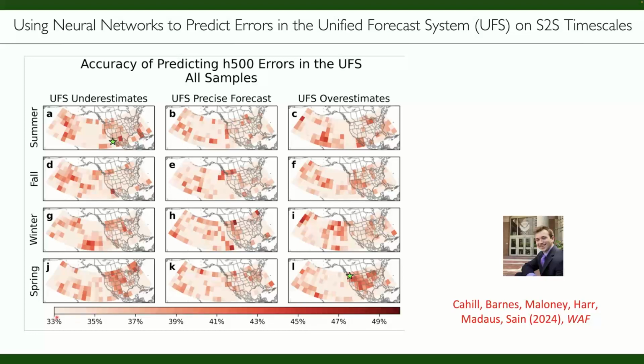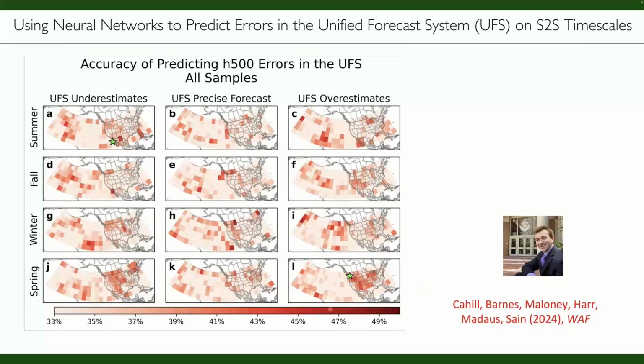If the neural network had no skill whatsoever in predicting H500 errors, then you would basically have 33% everywhere, which is just a randomly distributed three classes of forecast estimates. But you can see here that there are some colors on here.